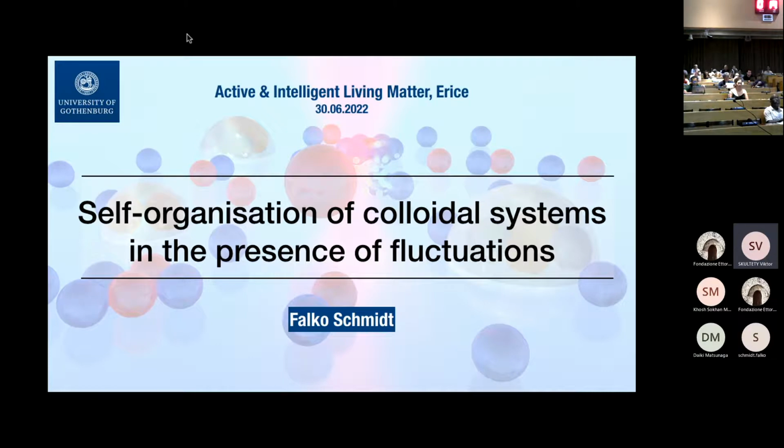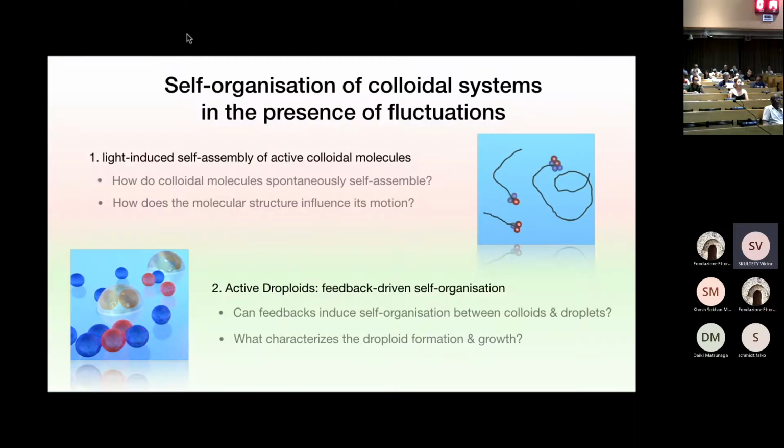I want to thank the organizers, first of all, for giving me the opportunity to talk about my previous work. I split my talk into two parts, basically. First, I will show you that using passive, just Brownian particles, and light in a critical system, you can induce active colloidal molecules. And in the second part, I want to focus a little bit on feedback-driven systems using also droplets. So we combine droplets and colloids together.